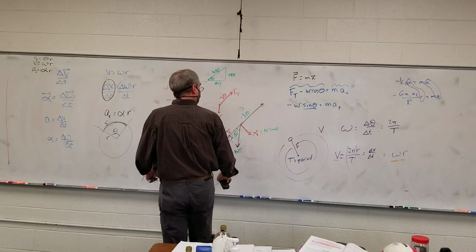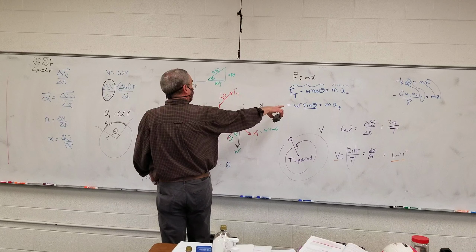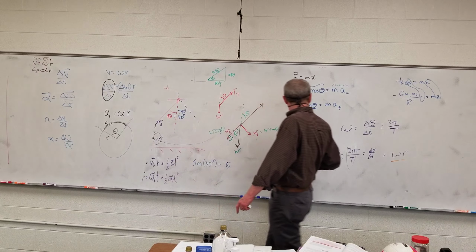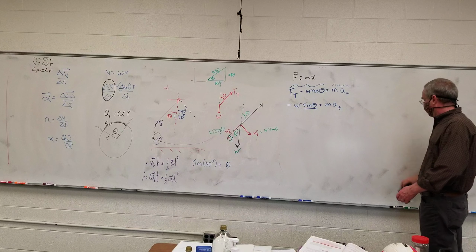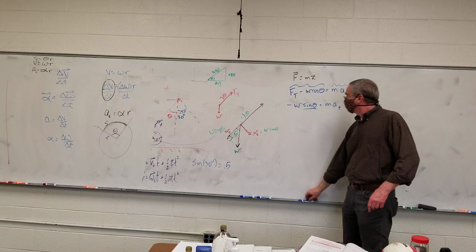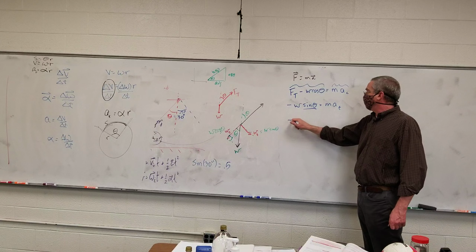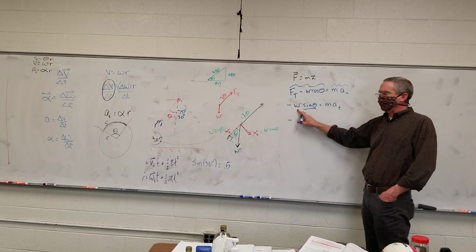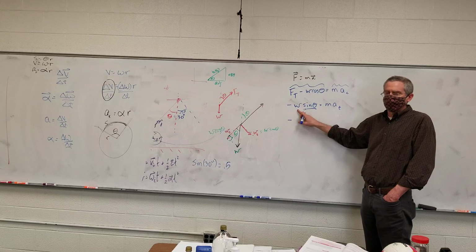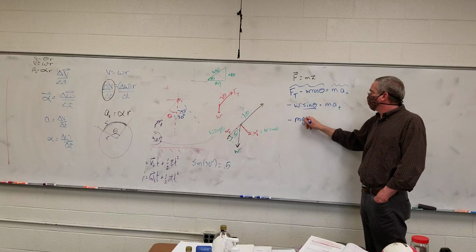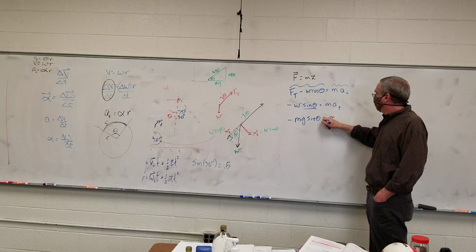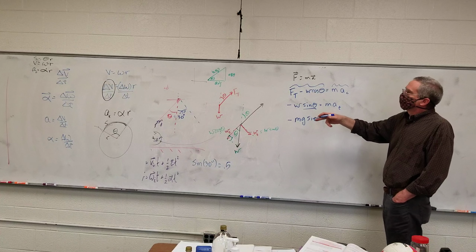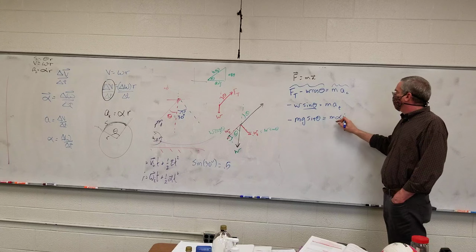All right, so what do I need? I still need that. And let's get rid of this part. So my equation now becomes negative. I'm going to go ahead and do the next step. We have a formula for weight. What is the formula for weight? Mass times the acceleration due to gravity. So I got negative mg sine theta is equal to m times alpha r.